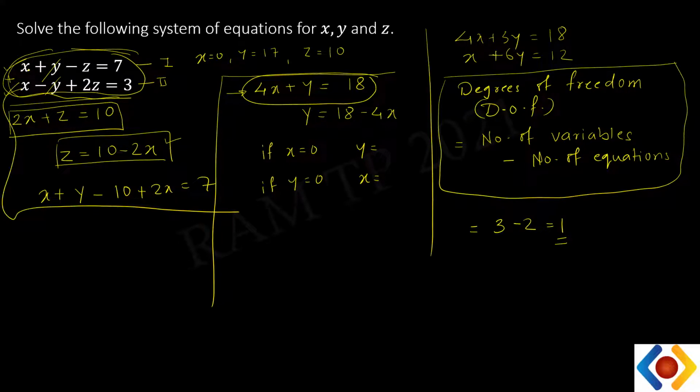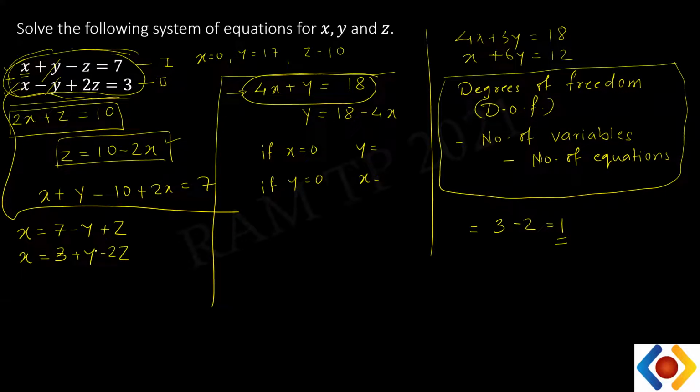Okay, let's figure out what is x from the first equation. x will be equal to 7 minus y plus z. Agree? I'm moving everything else to the right hand side, keeping x on the left side. From the second equation, what do I get? x is equal to 3 plus y minus 2z, right?